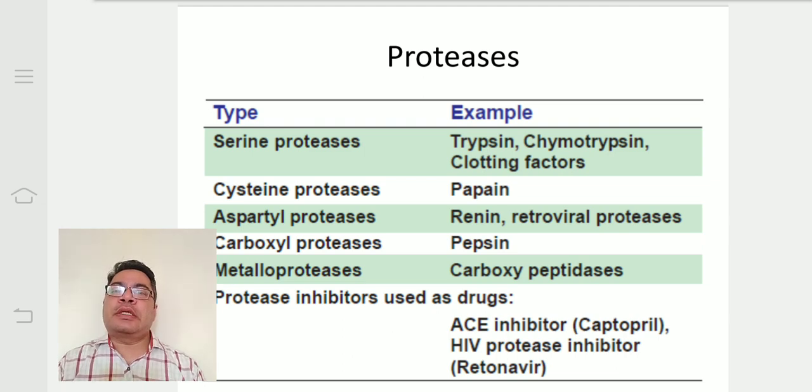Protease inhibitors are used as drugs. Example, ACE inhibitor, example captopril. And HIV protease inhibitor, example is ritonavir.